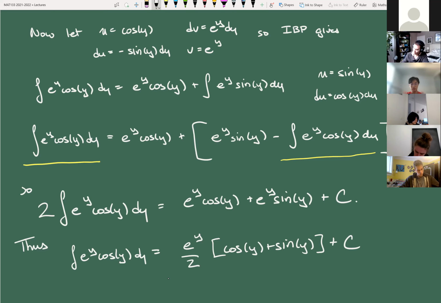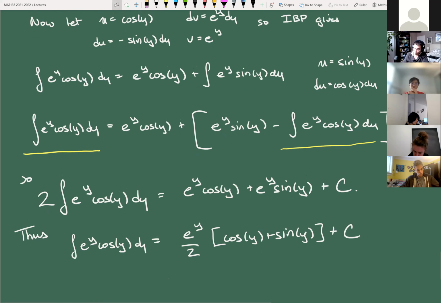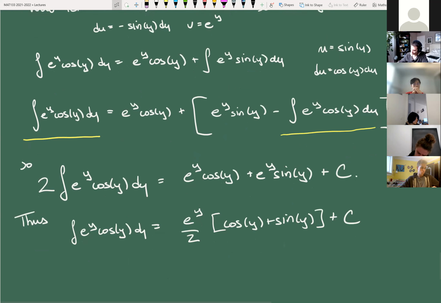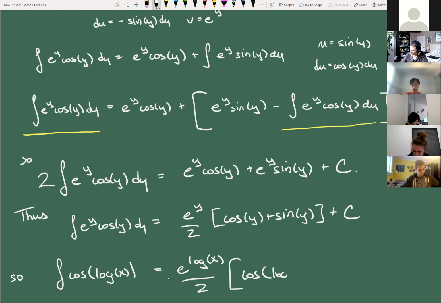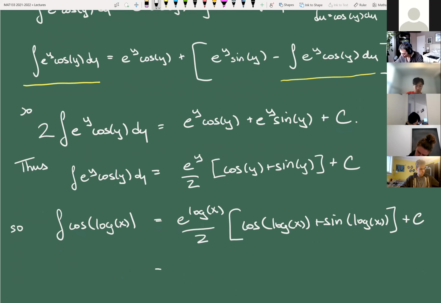Okay, and now my answer needs to be back in terms of the original function. And what do we do? We said y was log x. So we get that the integral of e to the y cosine y, that is, of cosine log x, is e to the log x divided by 2 times cosine log x plus sine log x, plus c. And of course, e to the log x is just x.